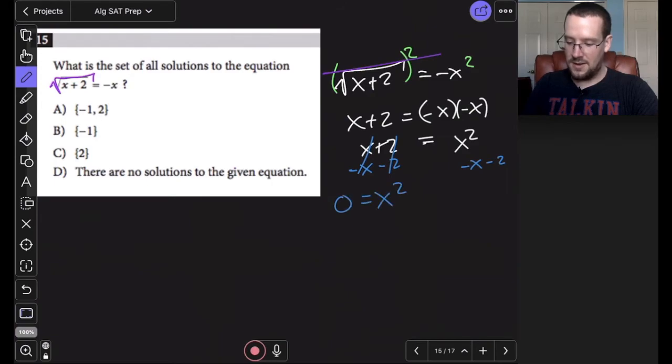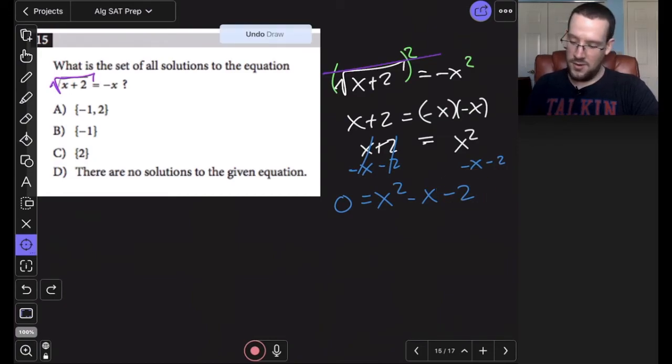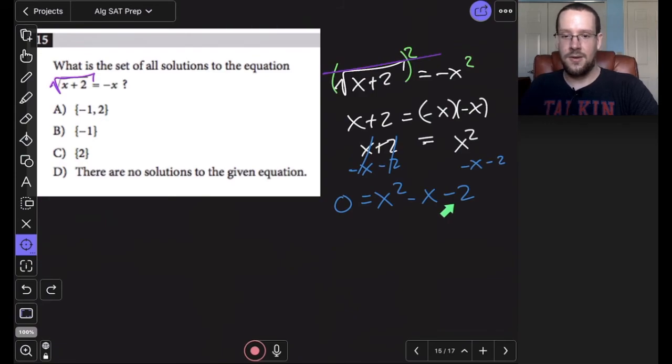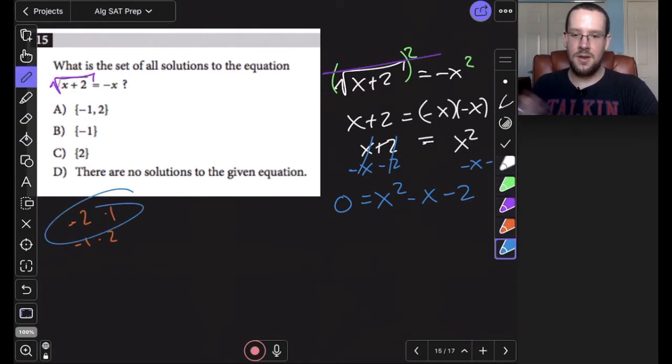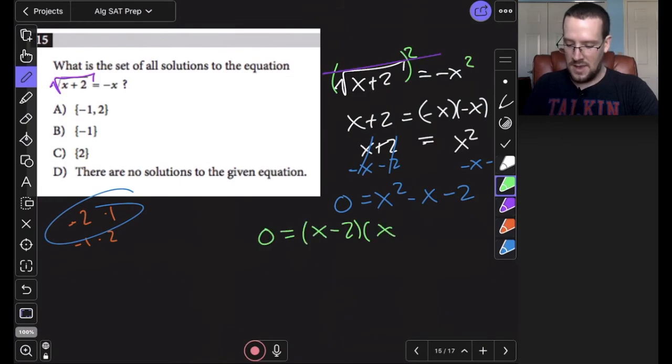X squared is minus, and really what I'm thinking about is the factors of negative 2 that add up to negative 1. Negative 2 factors are, which one of these adds up to negative 1? It's this one. And so my factors are, I'm going to have 0 is equal to x minus 2, x plus 1.